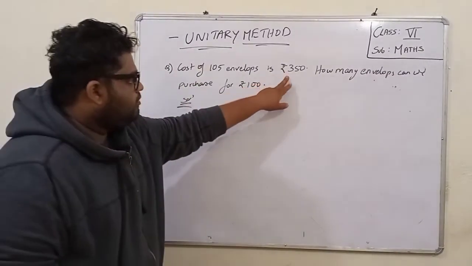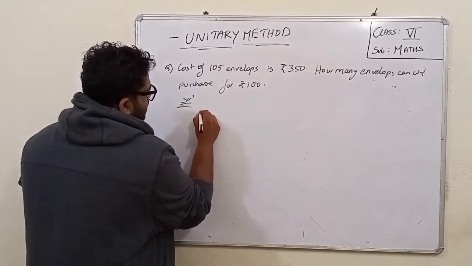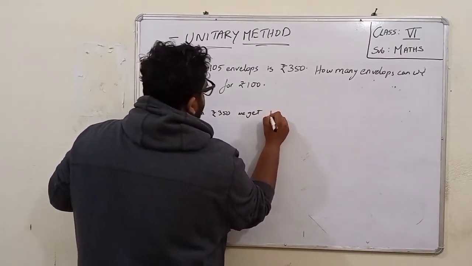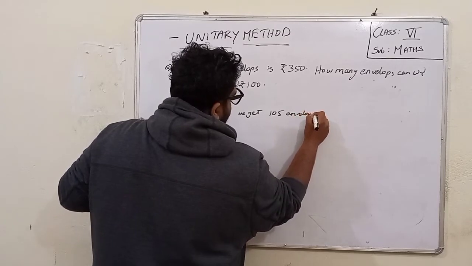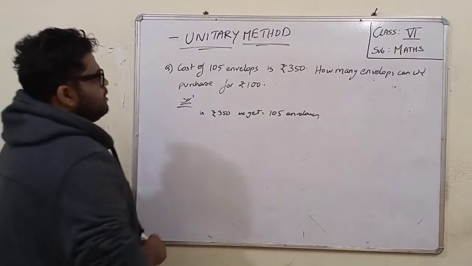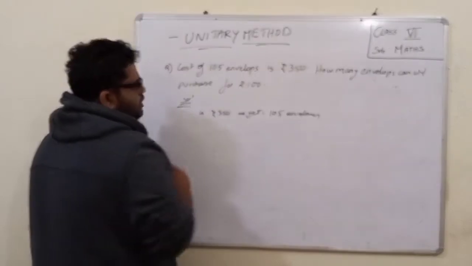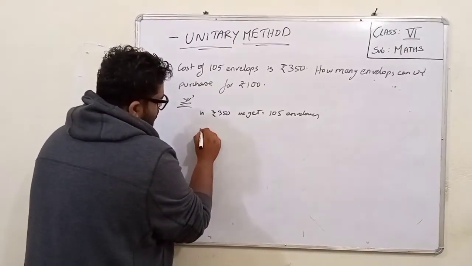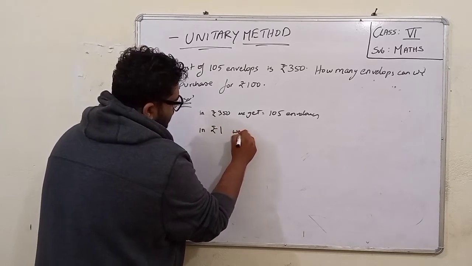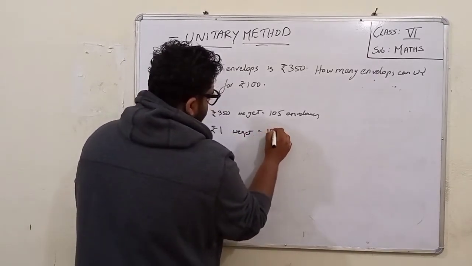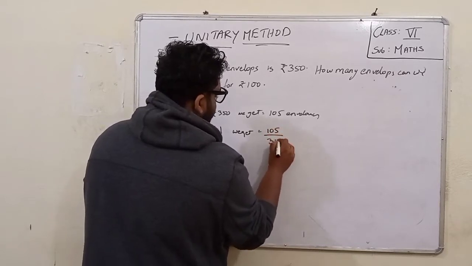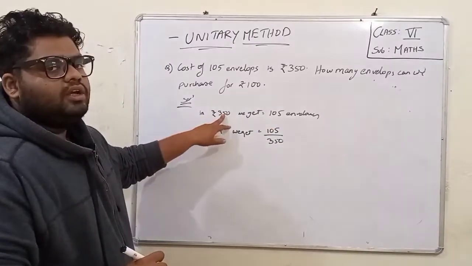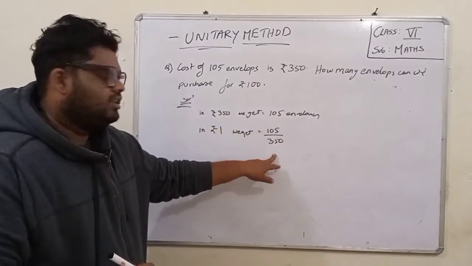So, in 350 rupees, let us write down, we get 105 envelopes. Right? We have to find out how many we get in 100 rupees. So first we have to know how many envelopes we would get in 1 rupee. So in 1 rupee, we get 105 divided by 350.